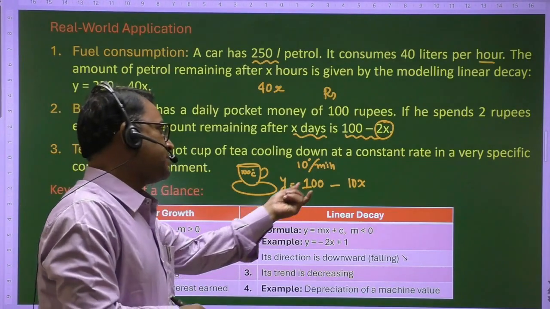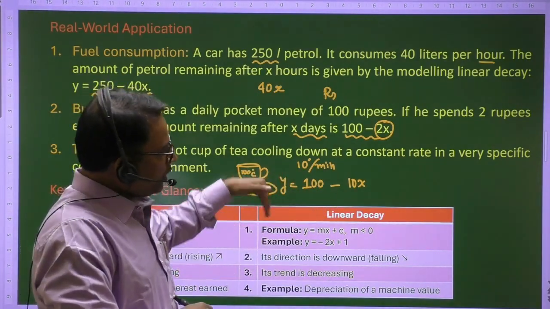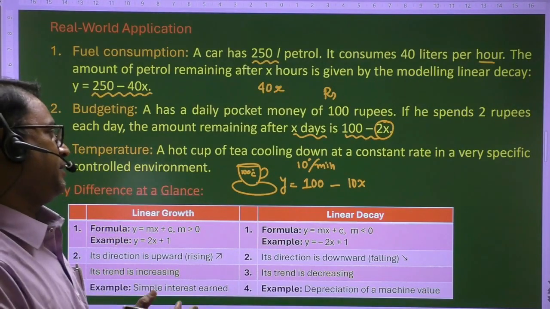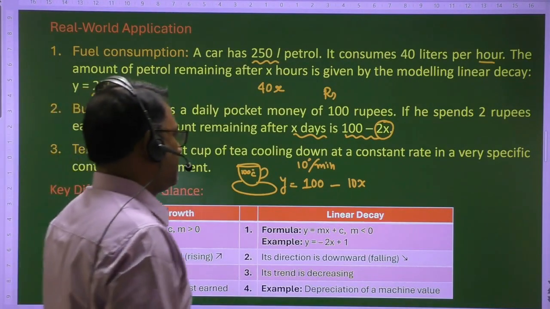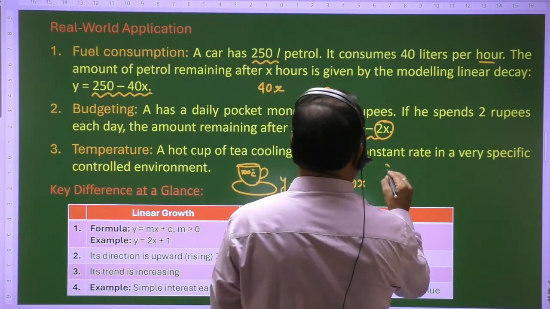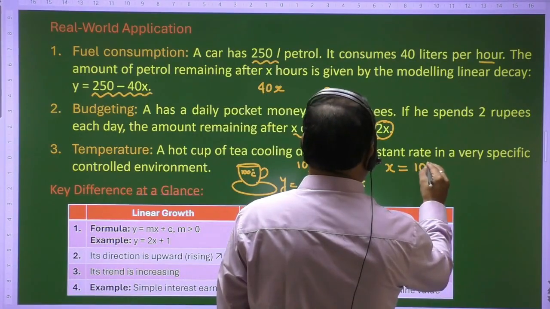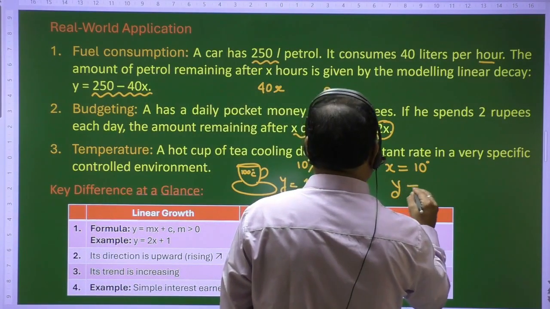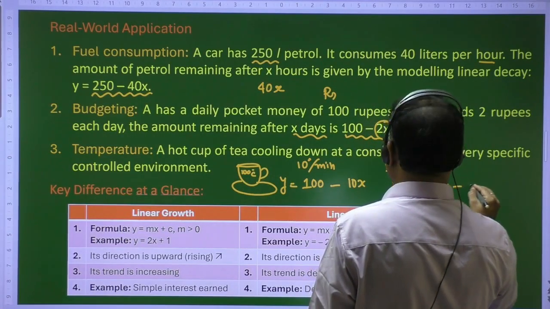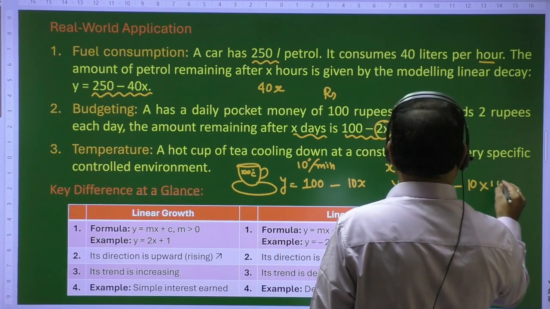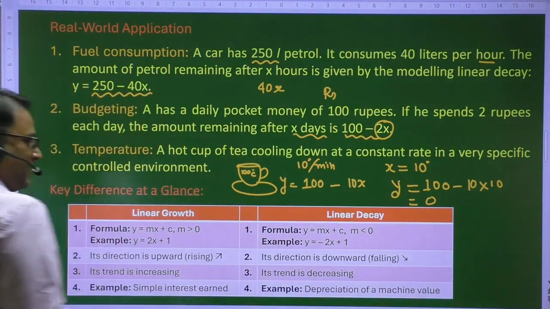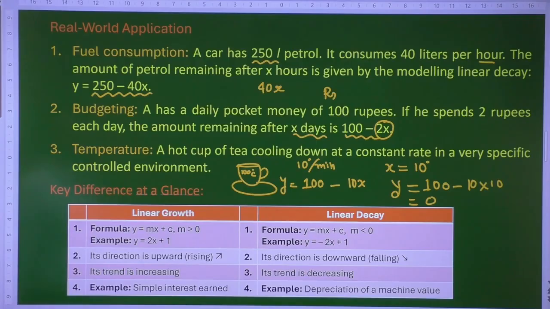My question is, after how many minutes will the temperature be 0 degrees, as cold as ice? The time will be 10 minutes. So after 10 minutes the temperature of your tea will be 100 minus 10 into 10, that is 0 degrees. It's similar to the temperature of ice.